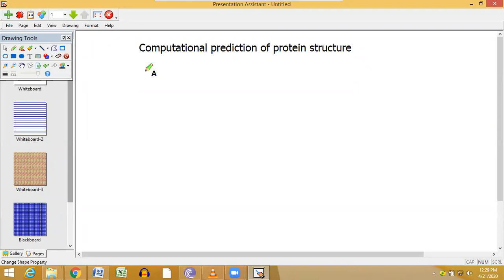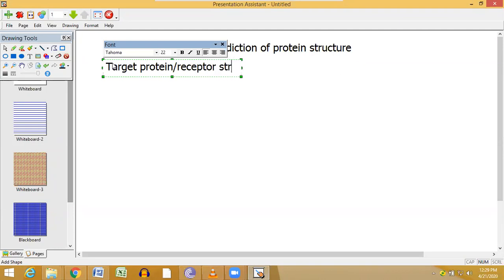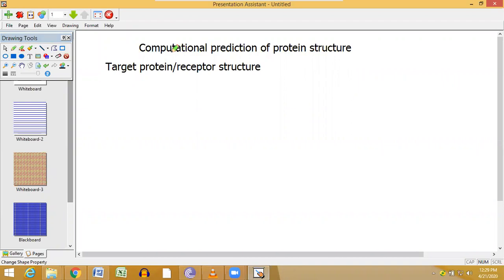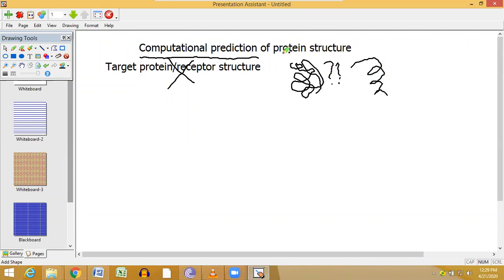Now we can add one thing: we can do target specific or structure specific drug design even if we do not know the target protein or receptor structure. How? That is through the computational prediction of protein structure. You do not know the target protein structure, there is a question mark, but still you can do this by predicting. Now you can predict the protein structure, and based on the predicted protein structure, you can move on to the drug design. Then you can do the docking, virtual screening, all these things.